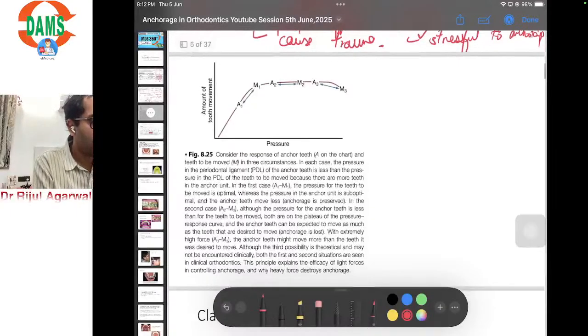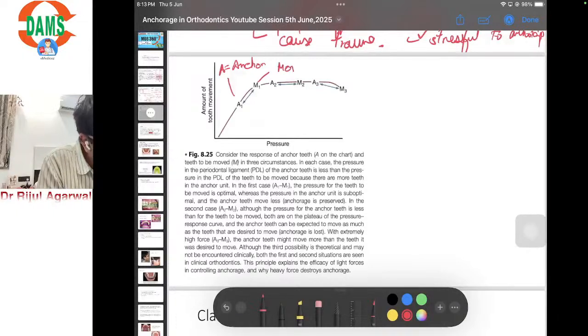Okay, I hope I'm clear until now. If anyone has any doubt in the previous graph, just ask, because otherwise you won't be able to understand the next one. Okay, so moving ahead, as I told you, now instead of denoting them as active and reactive movement, I'll denote them as A and M. A means anchor unit, M means the movement unit or movement teeth.